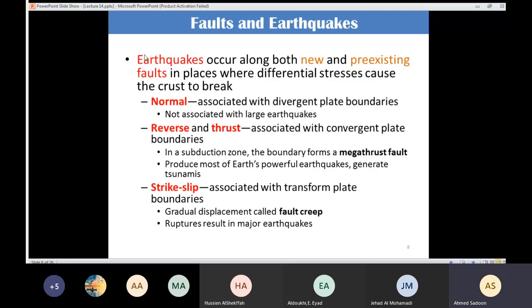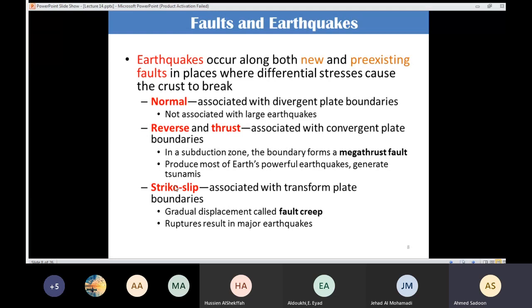We said that the earthquake is going to take place along a fault. It could be a new fault or it could be a pre-existing fault. The most common is going to take place through the pre-existing faults, but it could take place through new faults. And of course, in order to have that, differential stresses will be present.